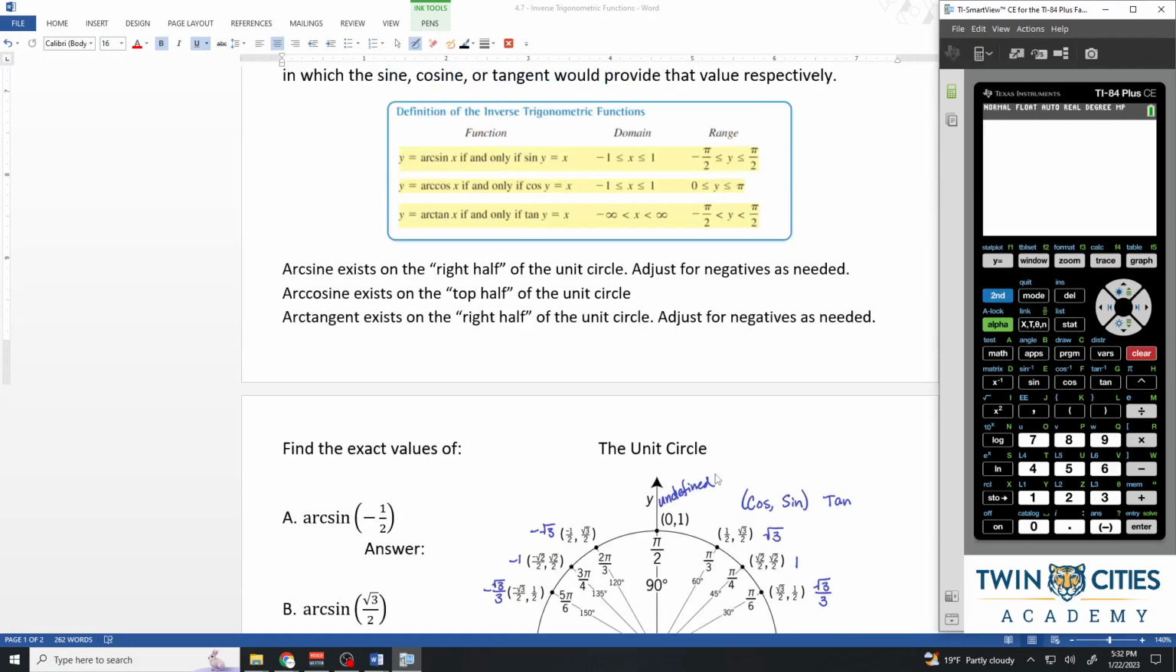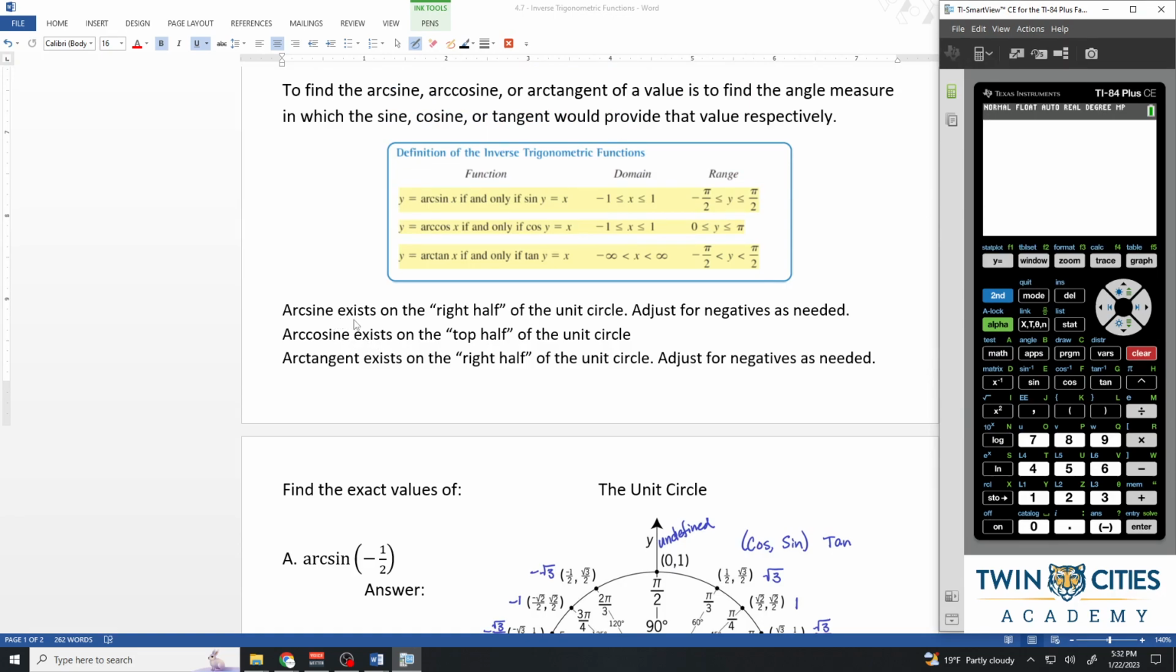Okay, so what does this mean? For arcsine, we're going to be looking at the right half of the circle. Okay, adjust for negatives as needed. For arccosine, we're going to be looking at the top half, and for arctangent, we'll be looking at the right half. So what are we actually looking for, though?